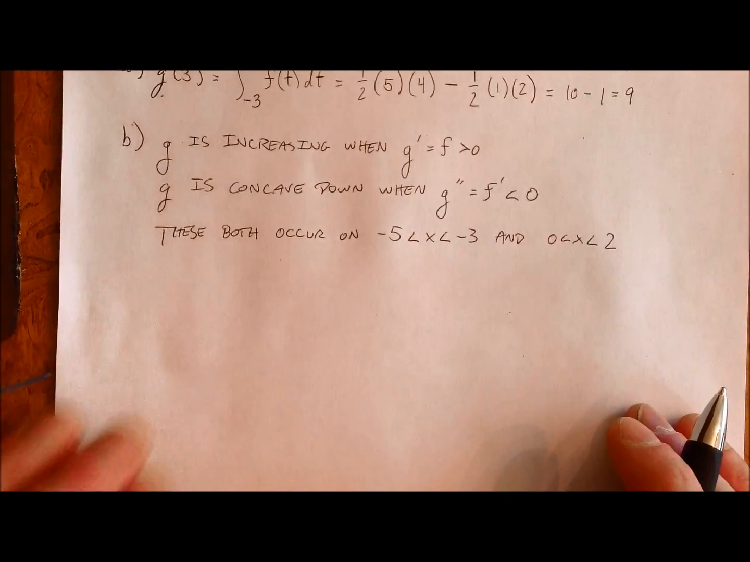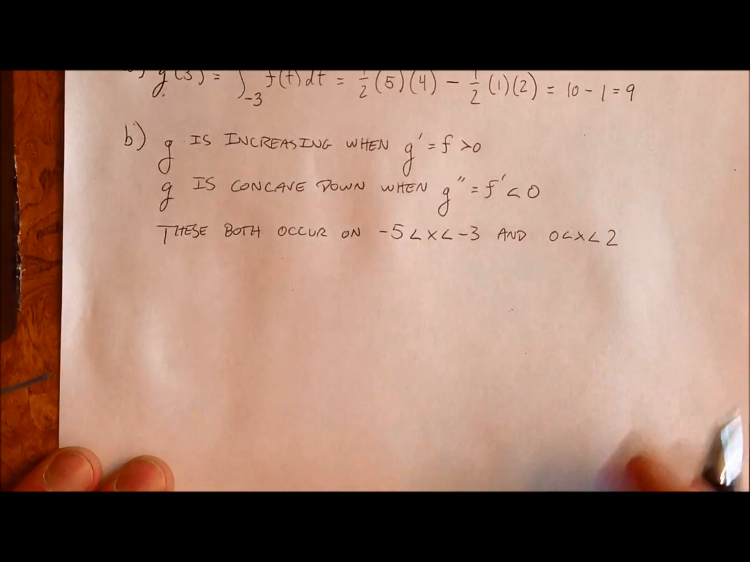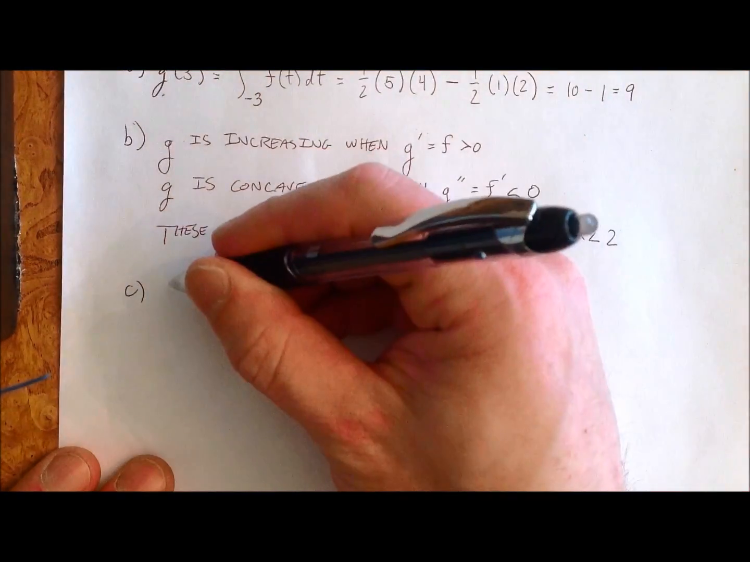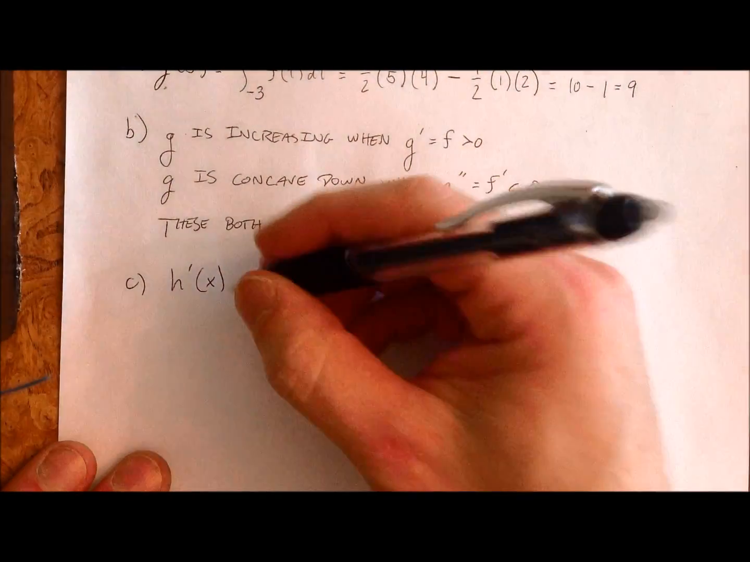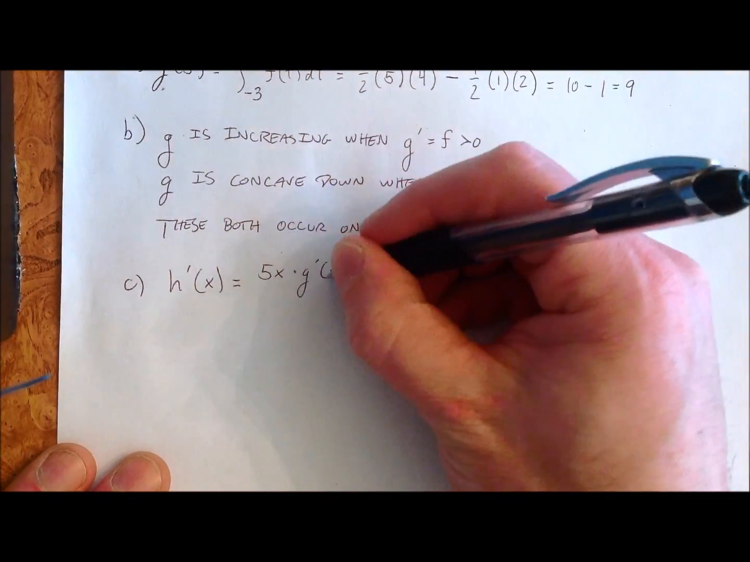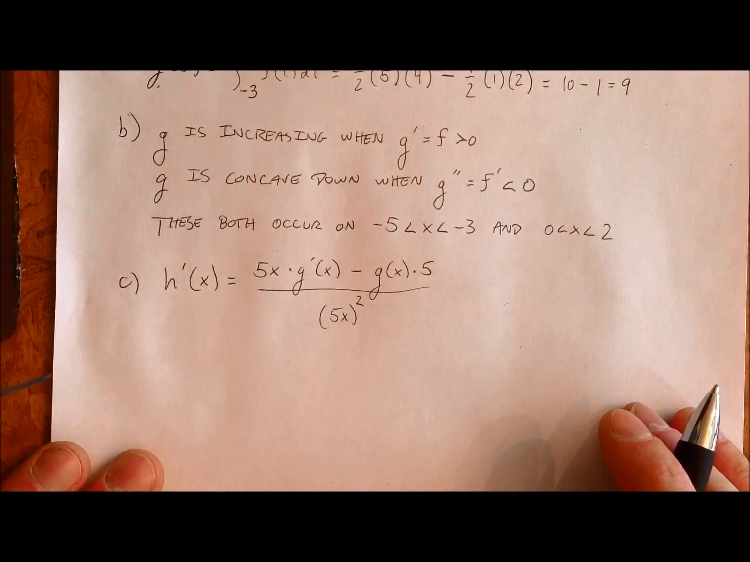Okay, part C, the function h is defined by h equals g over 5x. Find h prime of 3. So first of all, I just need h prime of x at all, and that's a quotient rule situation. Now I just plug in.